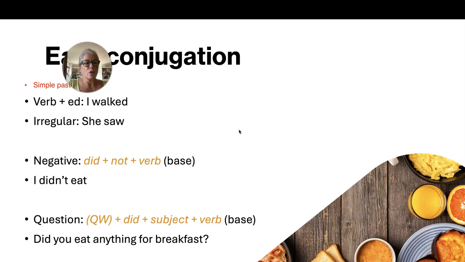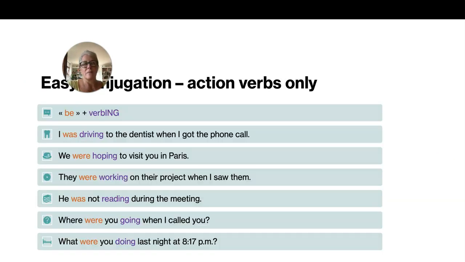Negative, it doesn't matter what your verb is, as long as it's not the verb to be. The structure does not change. It's did, so your subject plus did plus not, and your verb in the base. I did not eat dinner last night. I didn't eat. And to make a question, you might have a question word, of course, but then did, your subject, and your verb in the base form. If you use the verb to be, it's slightly different, but it still works the same, easily.